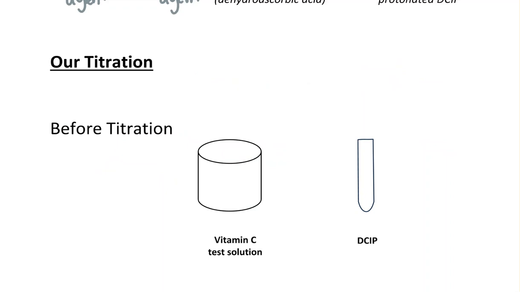What do things look like before the titration? You will have your vitamin C solution, and I'm using gray, but it's colorless. Okay, it will be clear, colorless. The DCIP will be blue. Dark blue.